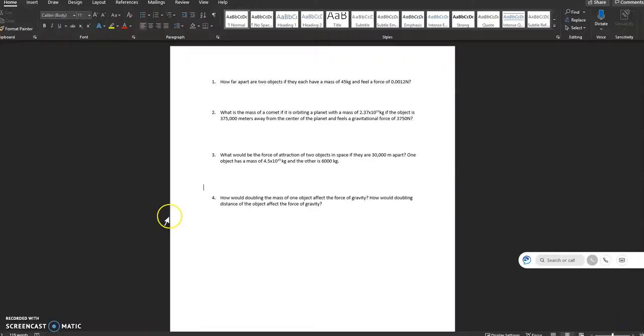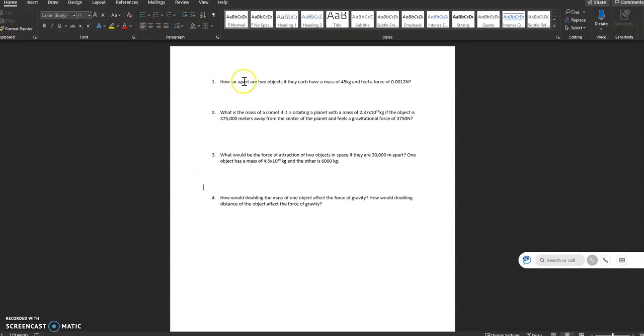Good morning, everyone. So today we are going to be working on a few problems. One of them being how to find the force of gravitation, the universal law of gravitation, how to find the force, how to find a mass, and how to find how far they are. The last question that we're going to go over is the relationship question between kind of what happens when you double mass, what happens when you double distance, and how does that affect the force of gravitation. Okay, so let's go ahead and get started.